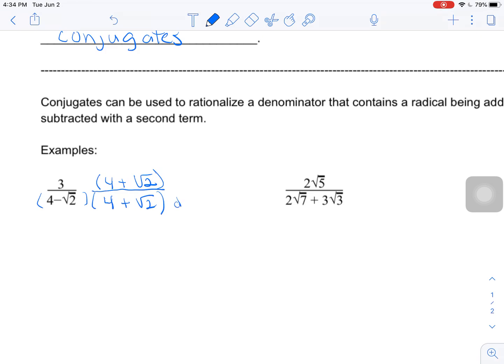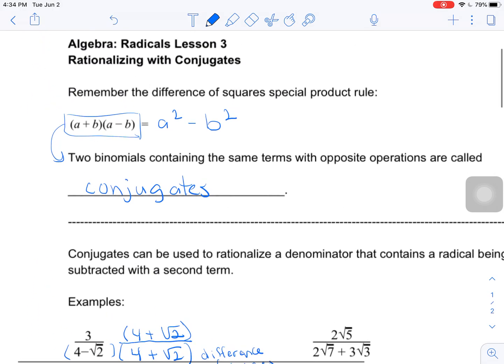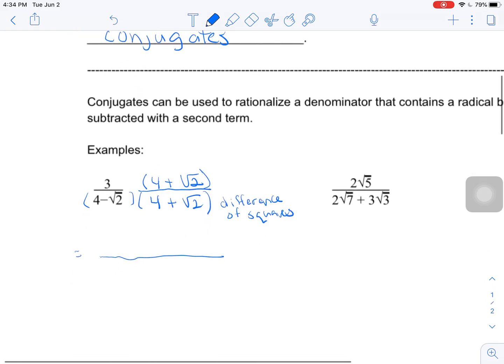On the bottom, we're going to be able to use our difference of squares rule. I'm going to write out literally what the difference of squares does, and then we'll clean it up. Difference of squares says that I can just take these two terms, square them, and subtract them, and not worry about the middle term. So if I use the difference of squares shortcut on the bottom, I would end up with 4 squared minus the second term, the square root of 2, squared. That's literally just using the shortcut, and then we can clean that up in a minute.